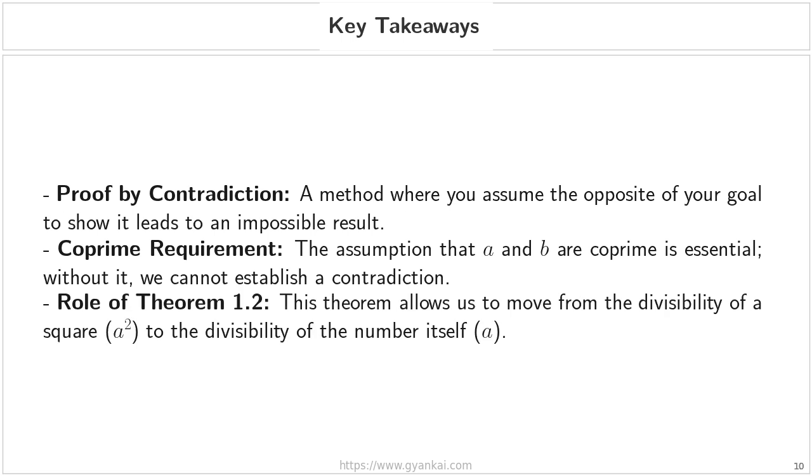Finally, let's reflect on the role of Theorem 1.2. This theorem was the engine that drove our proof forward. It provided the mathematical bridge that allowed us to move from the divisibility of a squared to the divisibility of a itself. Without this specific property of prime numbers, we wouldn't have been able to conclude that a was even, and the whole proof would have stalled.